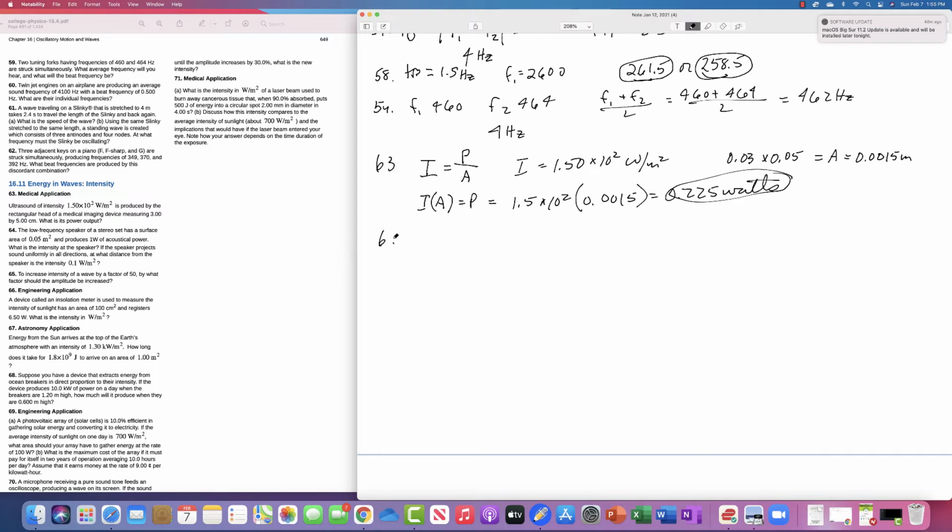Number 64. We're almost finished. Number 64 states, the low frequency speaker stereo set has a surface area of 0.05 meters squared and produces a power of 1 watt. What is the intensity of the speaker? Well, the intensity is equal to P over A, which is 1 divided by 0.05, which is equal to 20 watts per meter squared.